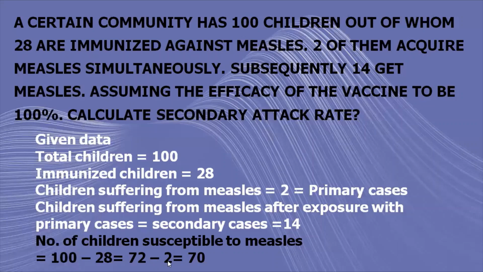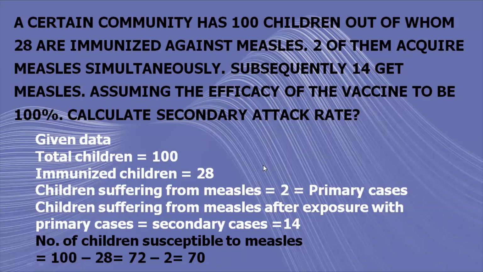So 72 minus 2 is equal to 70. So these are the people who are susceptible to contract measles from these 2 primary cases. These are the data given in this question. The total children are 100, 28 are immunized, means they are protected against measles. So 100 minus 28 is equal to 72. Out of 72, 2 cases develop the disease, so they are primary cases. So 70 remains the susceptible population.